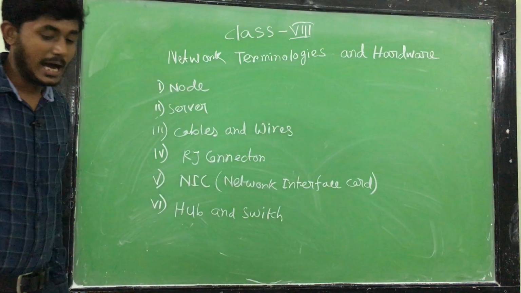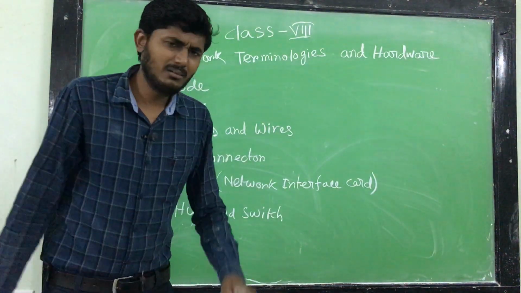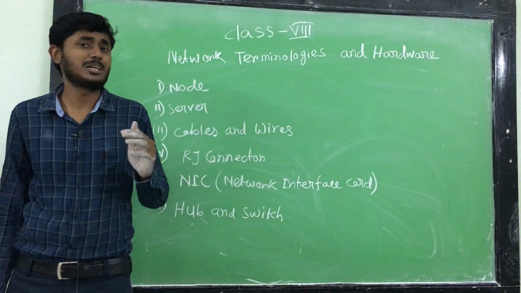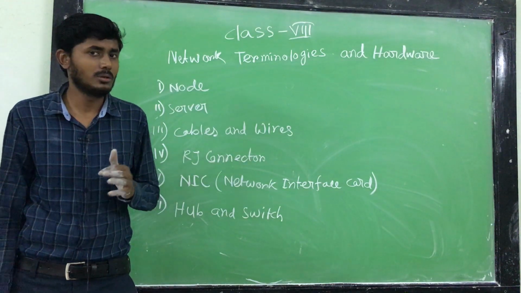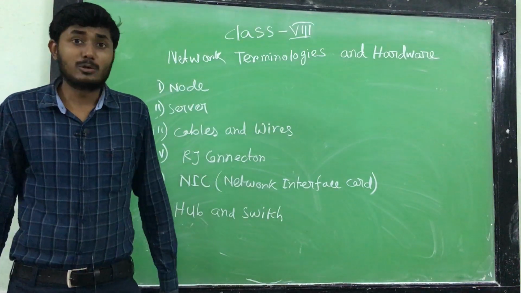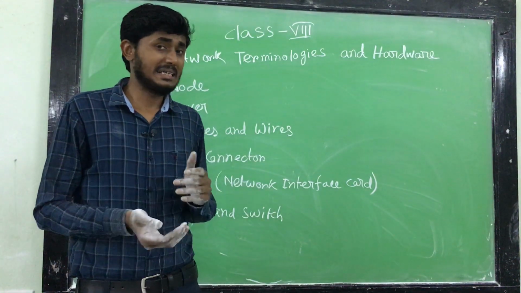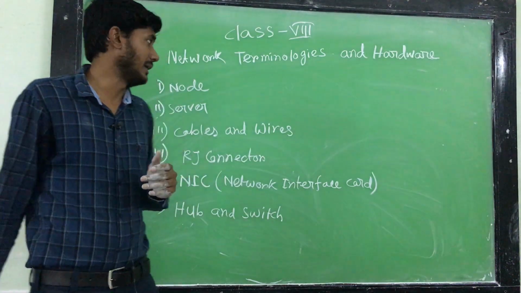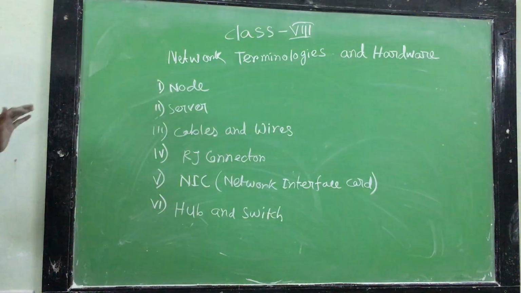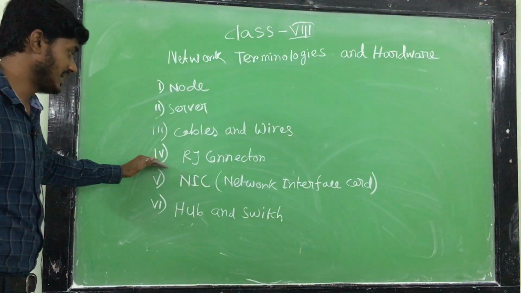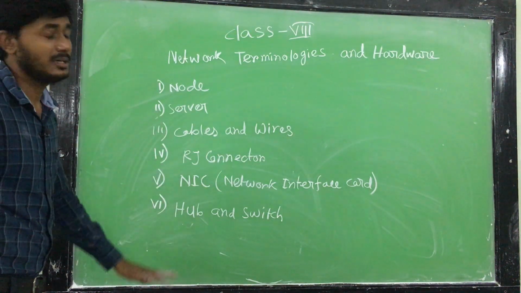and the last one is hub and switch. And other modes are also there, that means simplex, half duplex, full duplex. Those are the modes, and media: guided media, unguided media, and the networks: LAN, MAN, WAN, CAN, PAN, etc. So I will discuss each and everything. Today I will discuss the network terminologies and hardware. First one is node, server, cables and wires, RJ connector, NIC, hub and switch.